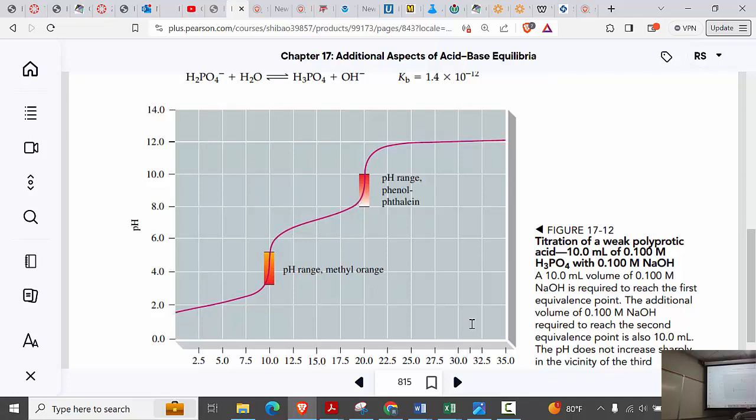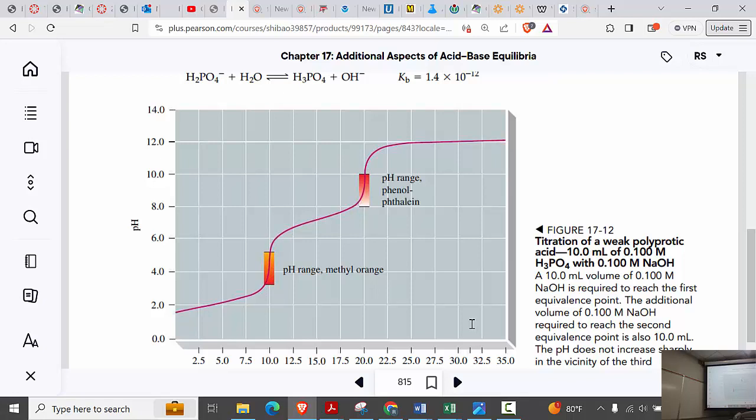So if we used a more concentrated sodium hydroxide, too weak in the sense that it's not concentrated enough. Sodium hydroxide is a strong base. But if we used a more concentrated sodium hydroxide, maybe let's say 6 molar, then we probably could see the third equivalence point here. But we aren't going to see it.